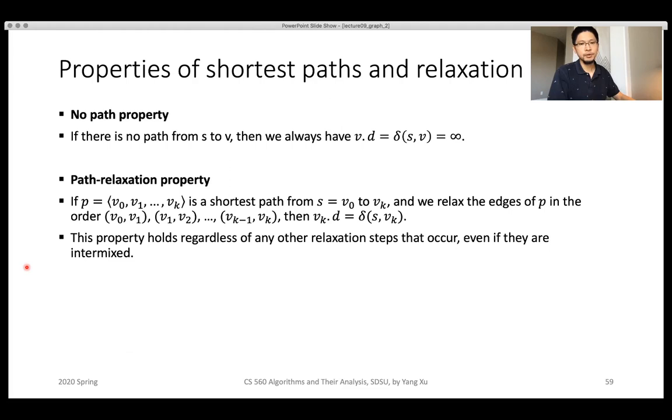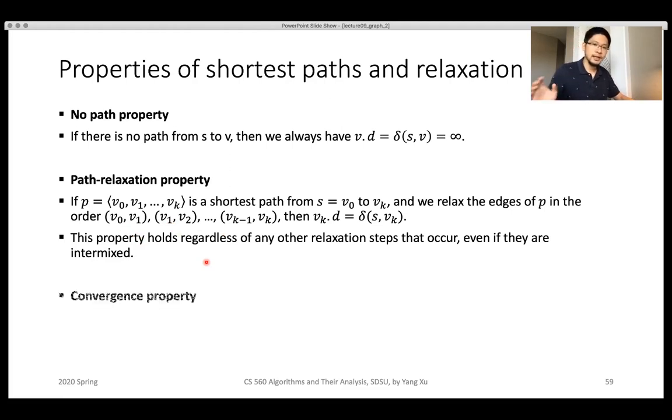So this property will hold regardless of any other relaxation steps that occur, even if they are intermixed. So that means even if we intermix other passes between these passes, as long as we keep the order unchanged, as long as we relax V0 to V1 before V1 to V2 and before V2 to V3.